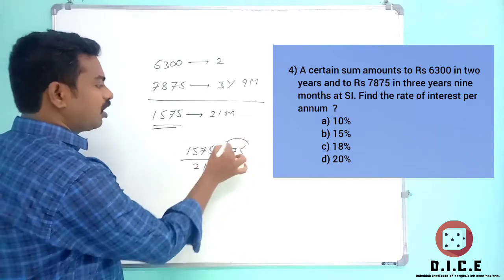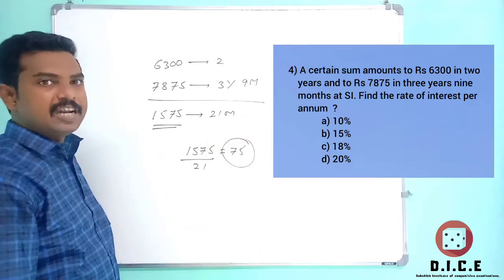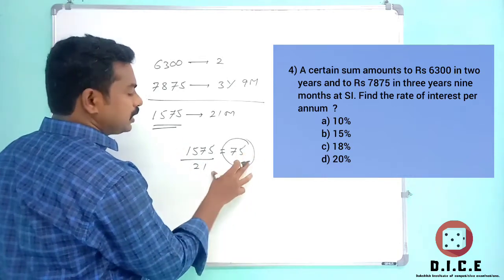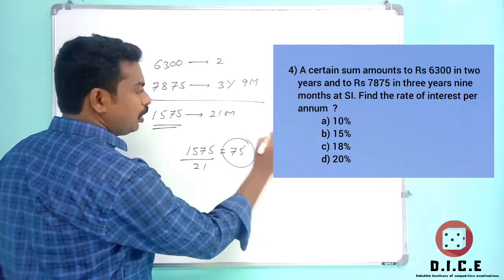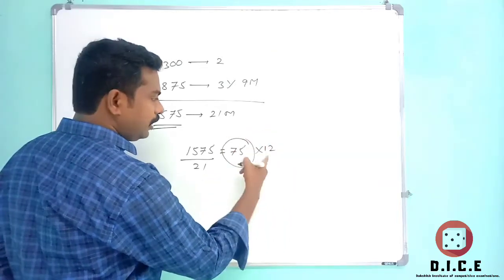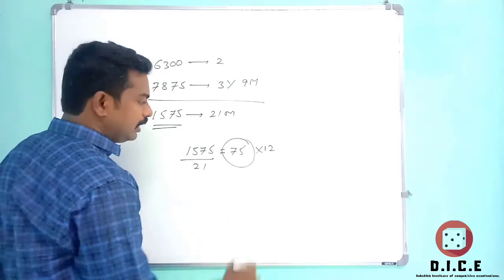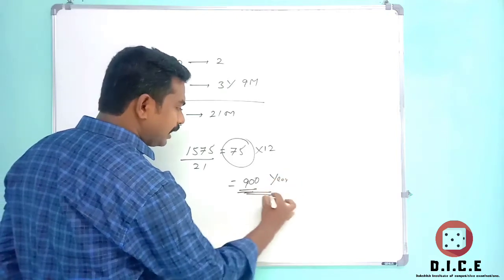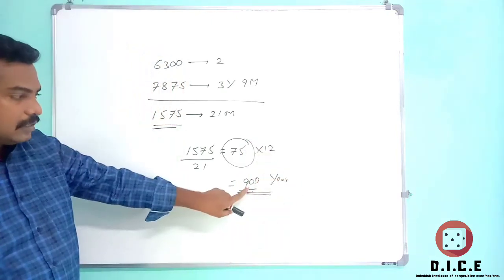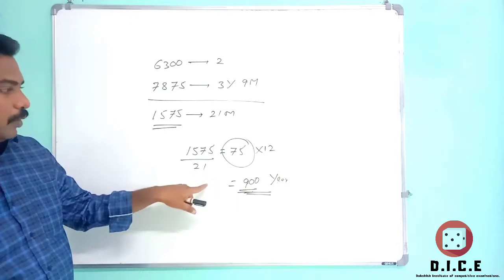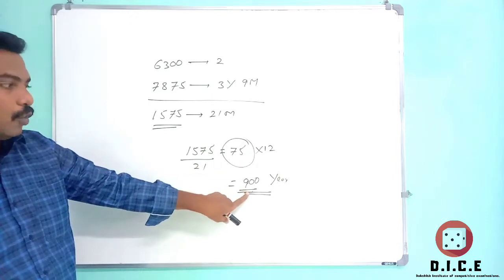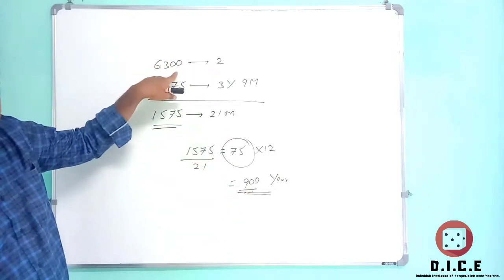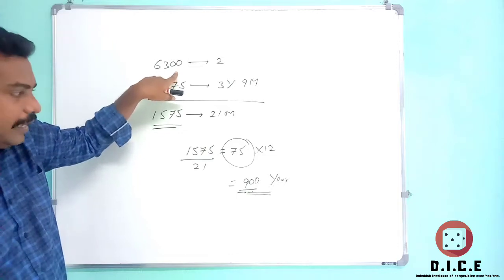So for 1 month, the interest is 75 rupees. Now you simply see what the interest is for 1 year. 1 year is nothing but 12 months. 75 into 10 is 750 plus 150, that will be 900 rupees per year. This is the interest per year. 75 into 12 is nothing but 900 rupees interest per 1 year. If you take away 2 years interest from the amount here, we will get the principal value.